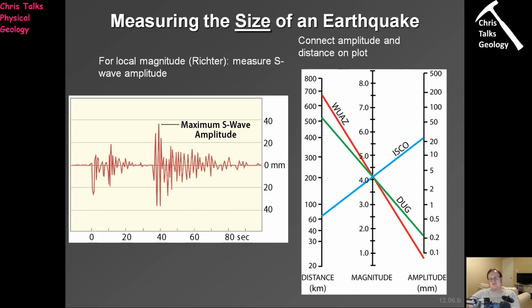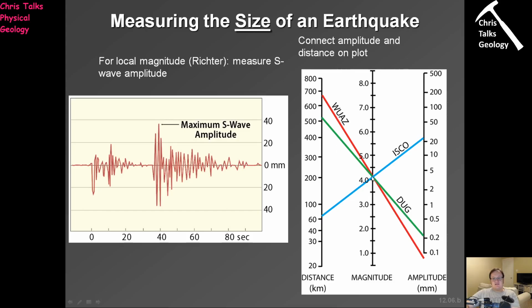And so you get the distance, you get the amplitude, and in the case of ISCO, the distance was about 70 kilometers. The amplitude, based on the seismogram, is about 25 kilometers. And so you'll draw a line from there to there. Do the same for DUG and the same for WUAZ.